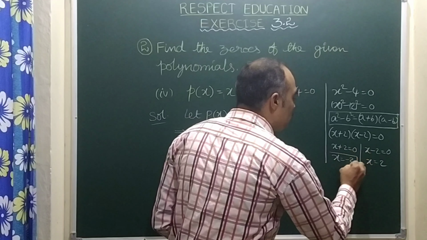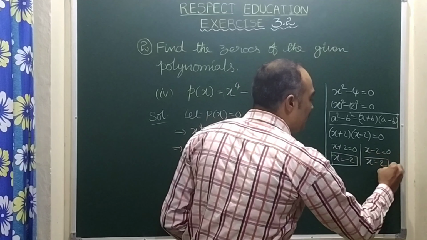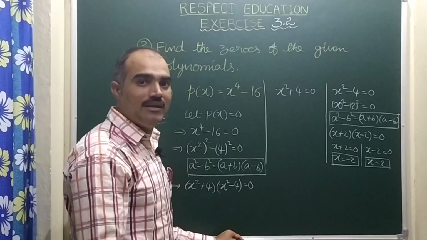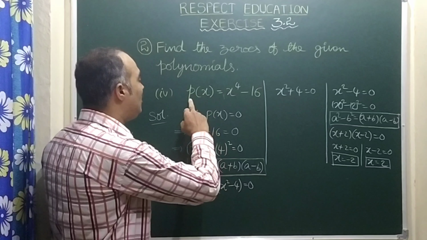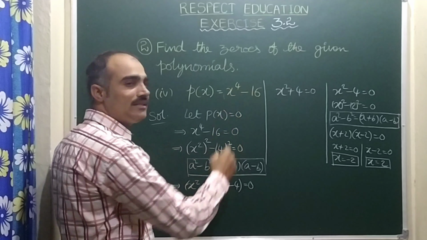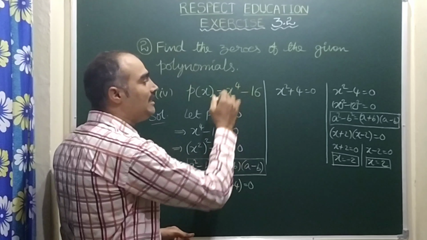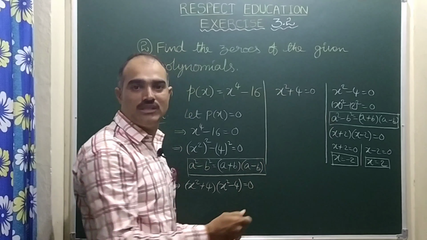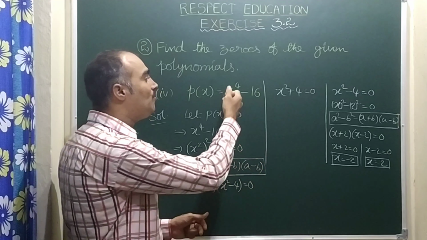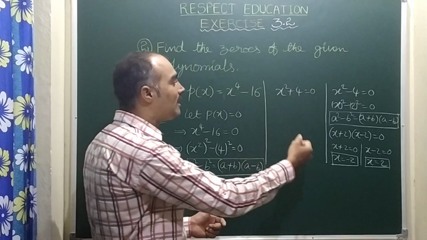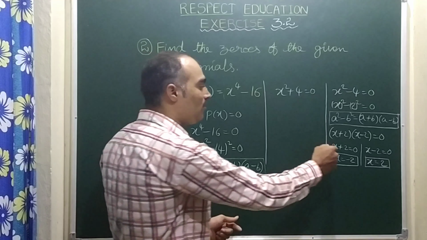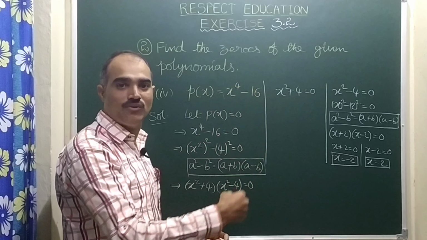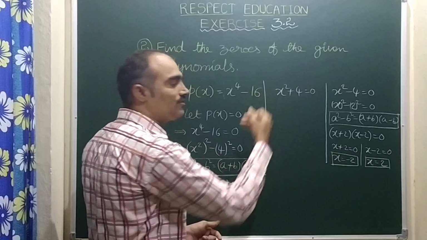So here we get two zeros, children, x equal to minus 2 and x equal to plus 2. Can we solve the problem here? Just observe the given polynomial, this is x power 4 minus 16, whose degree is 4. So definitely this polynomial will have at most 4 zeros, means maximum 4 zeros. So why can't we try 1 or 2 more? Already we have got 2. Because maximum is 4. So let us try to simplify this one also.